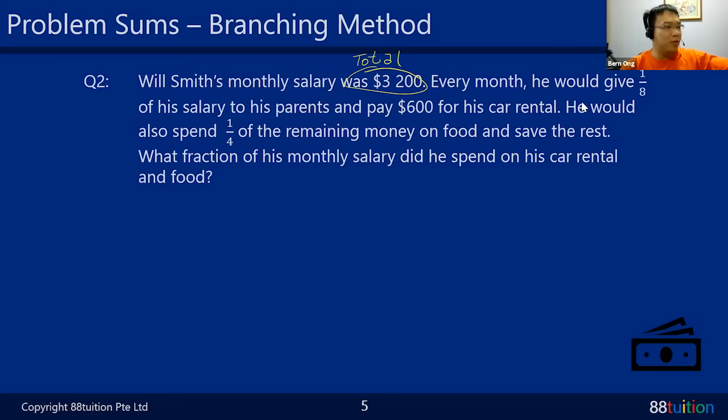Okay, so Will Smith's monthly salary is 3,200. Every month, he will give 1/8 of his salary to his parents and pay $600 for his car rental. So again, since we are talking about the branching method, let's see if you can adapt to this method or not.